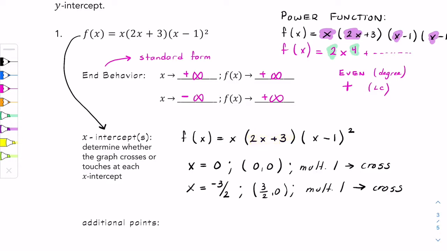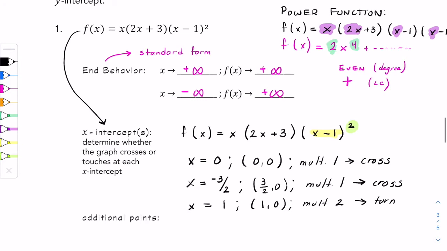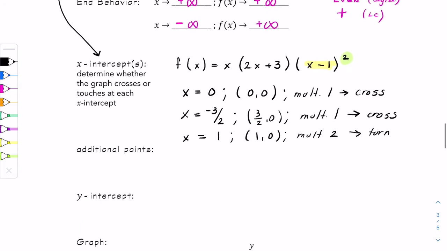And lastly, we have a factor of x minus 1, but we have a multiplicity of 2 here. That tells us we have a 0 at positive 1, plotted on the graph at 1, 0, multiplicity 2. Because the multiplicity is an even number, it's going to turn or bounce at the associated 0. So it's going to turn or bounce on the x-axis.